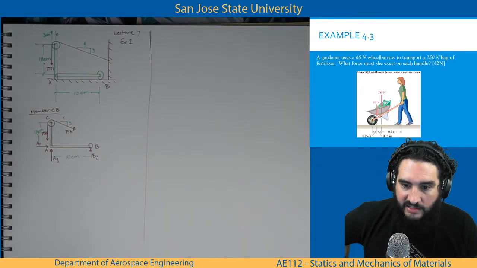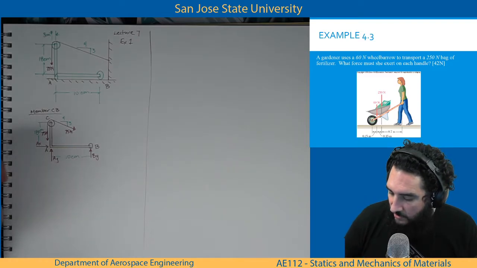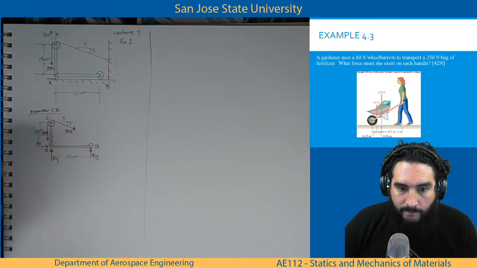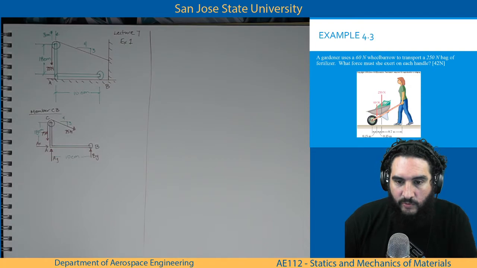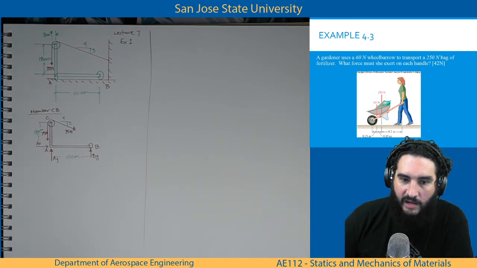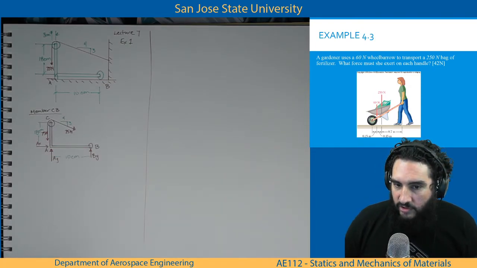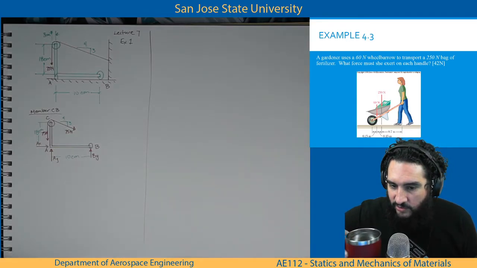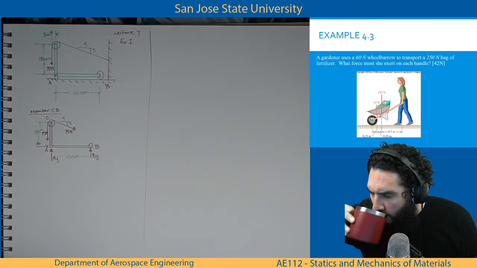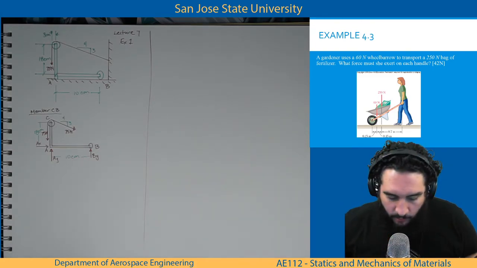Okay, next example. This one's fairly short. A gardener is using a 60 Newton wheelbarrow to transport a 250 Newton bag of fertilizer. What force must she exert on each handle? Go ahead and draw your free body diagrams while I draw mine, and we'll reconvene in just a moment.